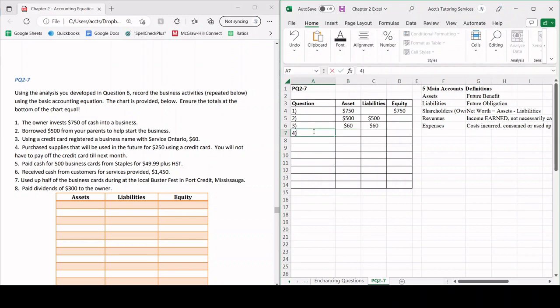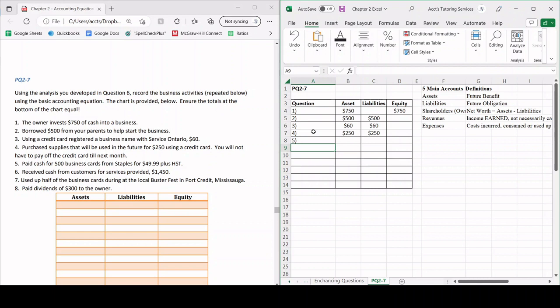Number 4 now, purchase supplies that will be used in the future for $250. Using a credit card, you will not have to pay off the credit card until next month. Once again, supplies is an asset, it's a future benefit, and supplies is increasing, so $250. We used our credit card. Once again, our credit card is a liability. It's a future obligation. So our liability is also going to increase.